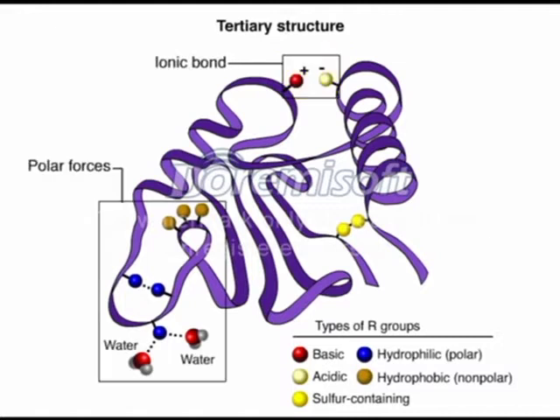Polar forces also contribute to tertiary structure. Hydrophilic or polar R groups may hydrogen bond with one another or turn outward and hydrogen bond with the surrounding water. Hydrophobic, nonpolar R groups cluster on the inside of the protein away from water. Tertiary structure may be further stabilized by strong covalent bonds between sulfur atoms in certain R groups.